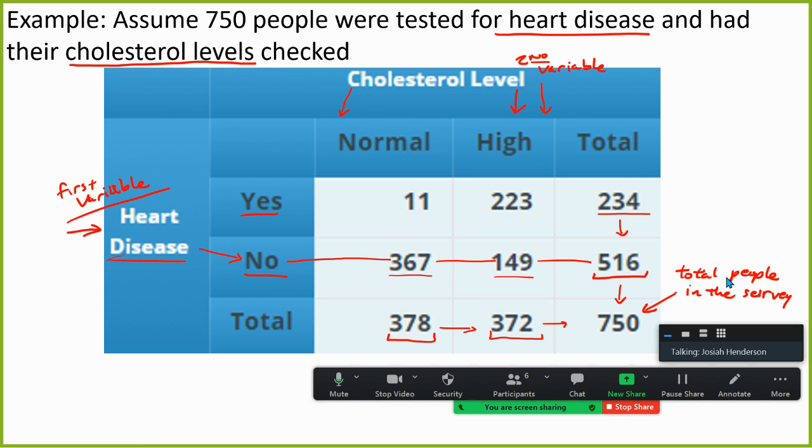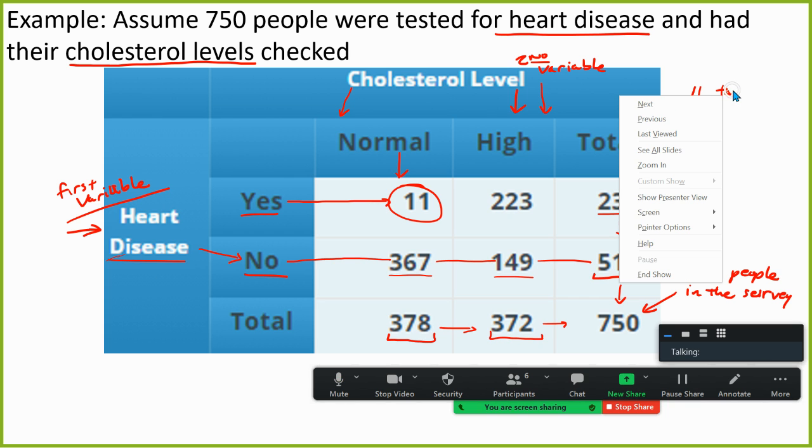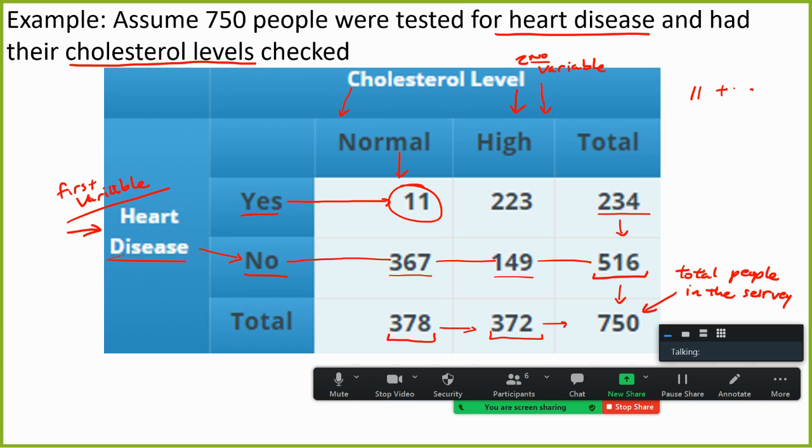So how do we do probabilities with a table like this? If we were asked what is the probability of picking one person who had heart disease and had normal cholesterol? Had heart disease, so that's a yes on heart disease, and normal cholesterol. So where do those meet? 11. There's 11 people, that's our target. Out of how many total people were there? 750. So that's how we can set up probabilities using these tables.